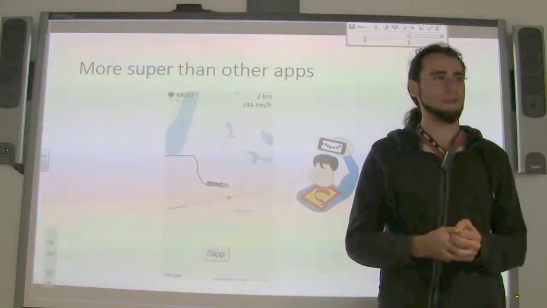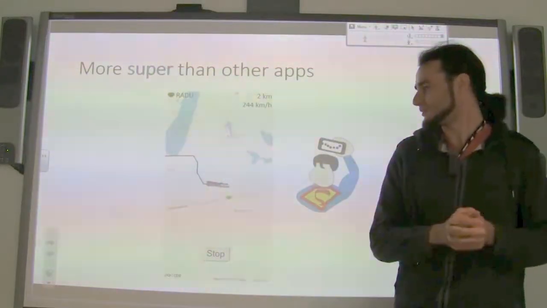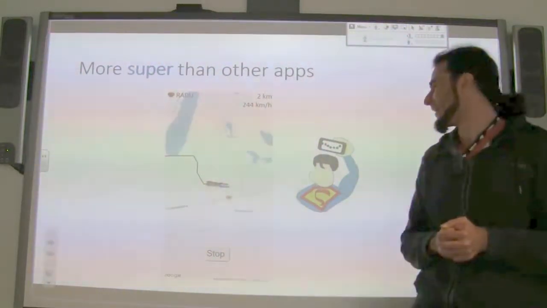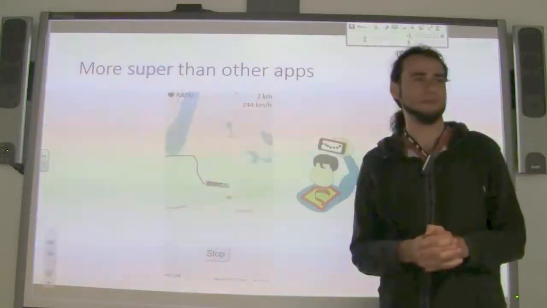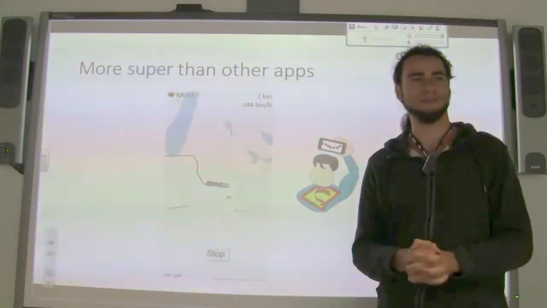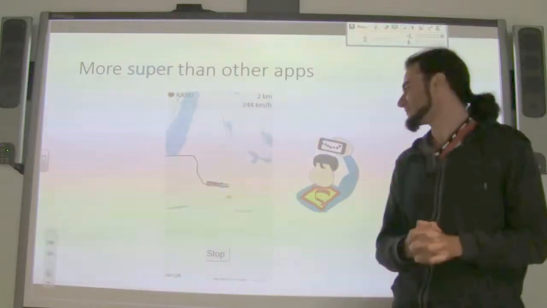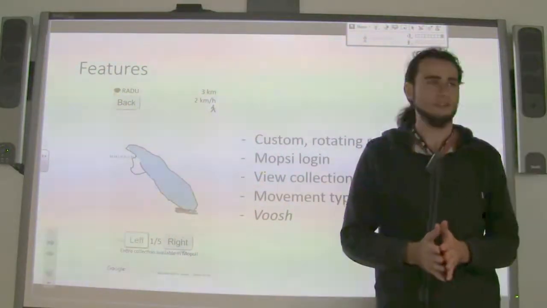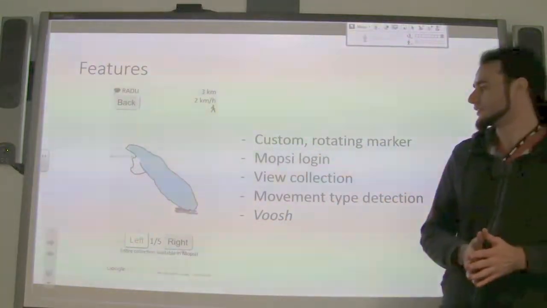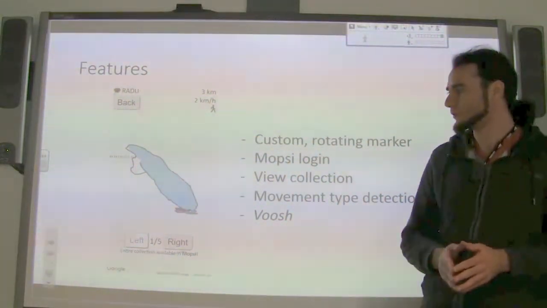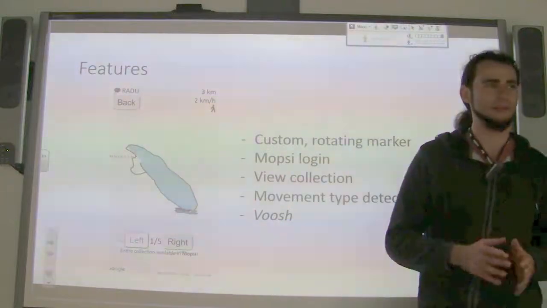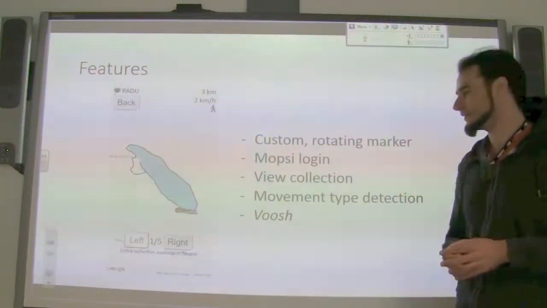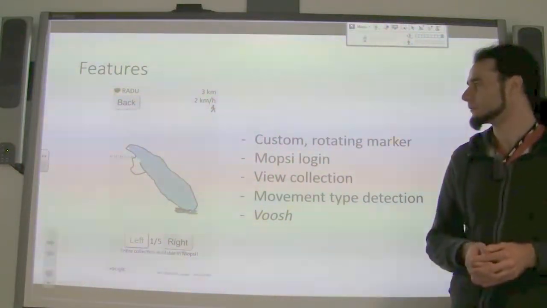Why is this such a great app? It's because it has this Superman logo there and other apps don't have it, so if you want to be super you should use my app instead of the other ones. It has several features. First of all, this marker is going to rotate according to how he moves around on the map, on the direction that he is going on.